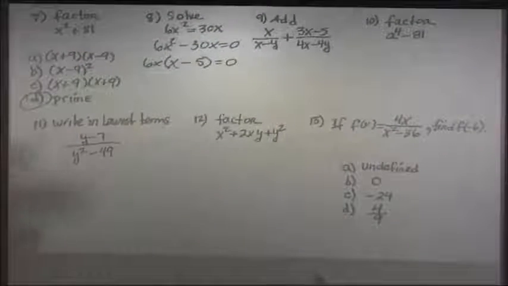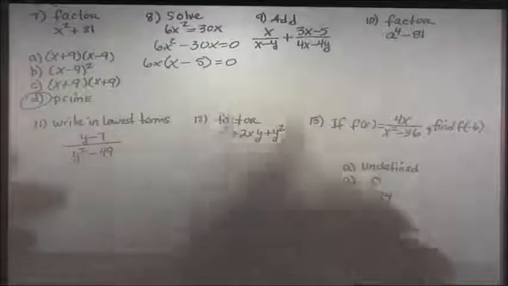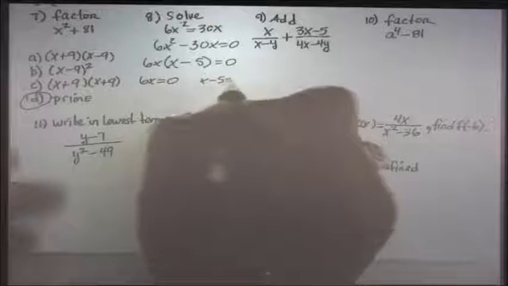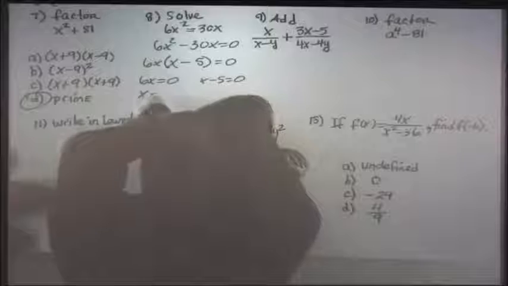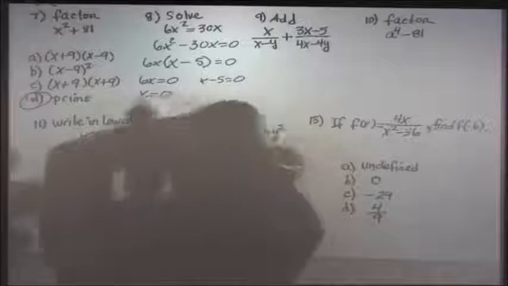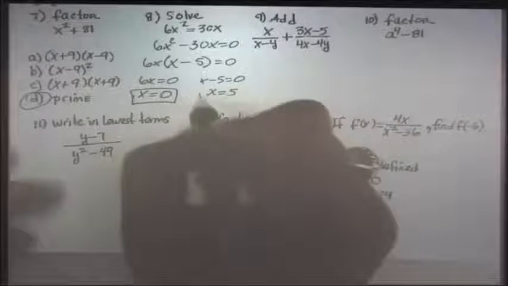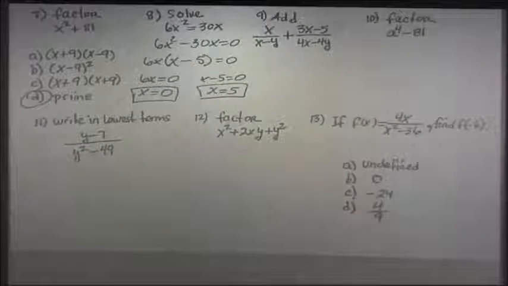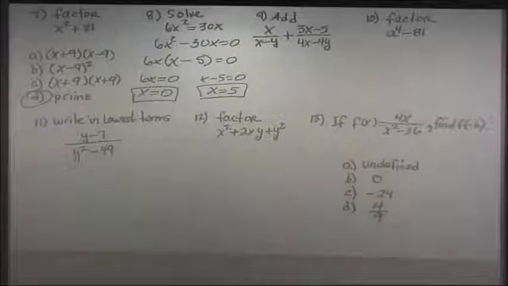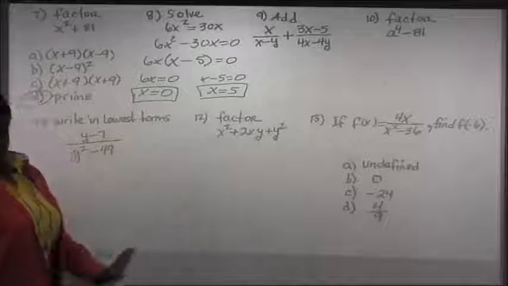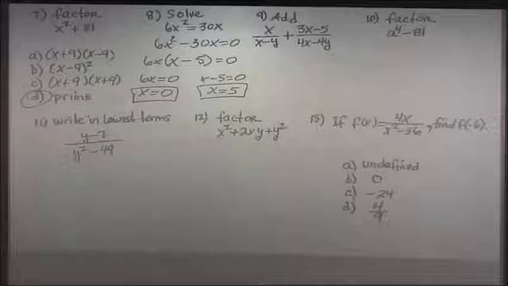So setting each one of these equal to 0, we should see 2 answers come out. So 6x equals 0 and x minus 5 equals 0. What does this x equal? 0. And this x over here equals 5. If this is in the free response section, then you've got to show all your steps. You've got to show all this right here, so you get all your points. You can say x equals 0, 5, just make sure you box it in.